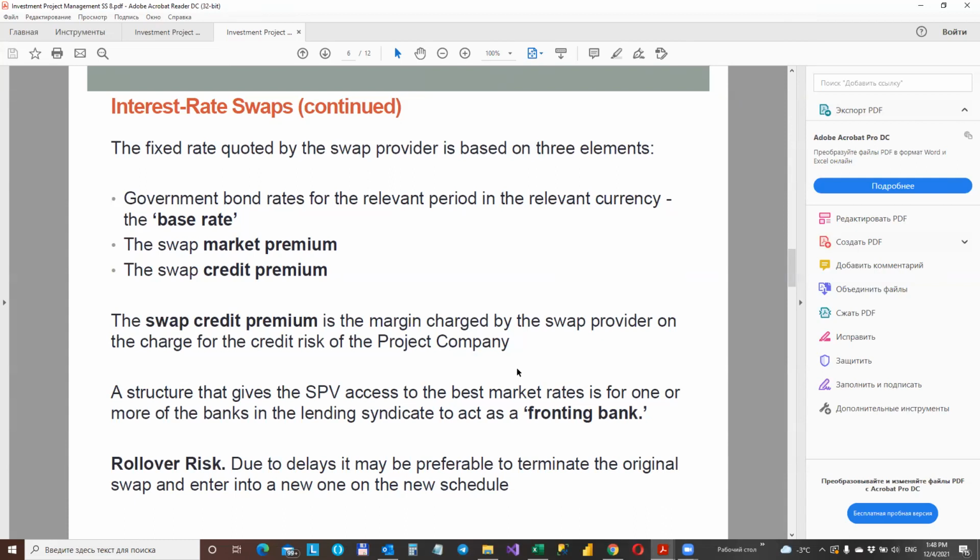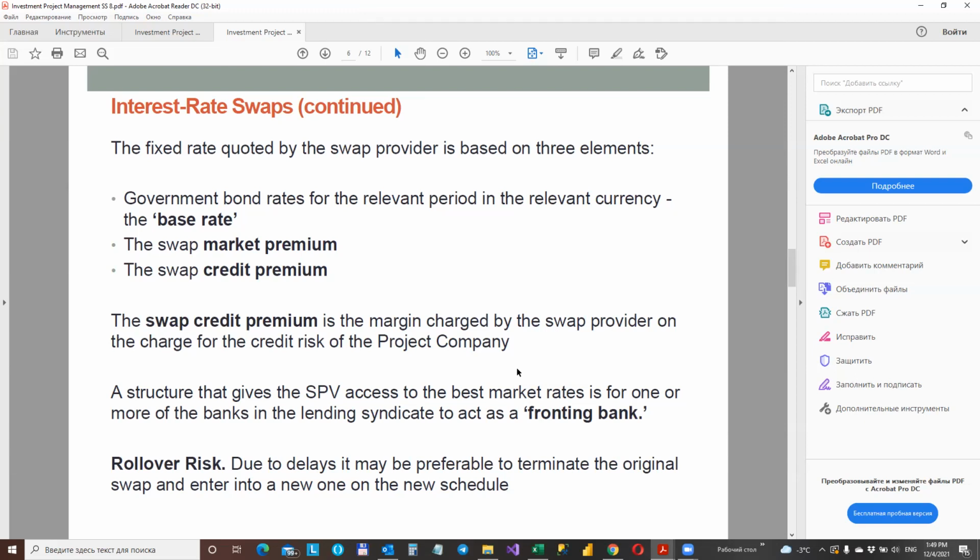A further benefit from the fronting bank structure relates to the swap credit premium, which can cause a problem if there is a swap breakage. The swap documentation just quotes a gross rate, including the credit premium. So as in the case we've seen in table 8.3, the swap rate of 6% would in fact be a rate of, say, 5.775% plus a premium of 0.225%.